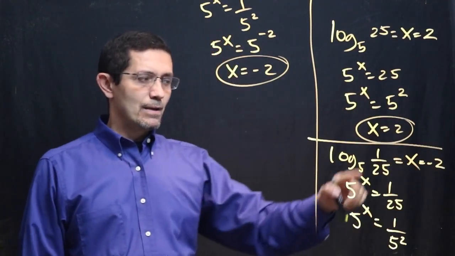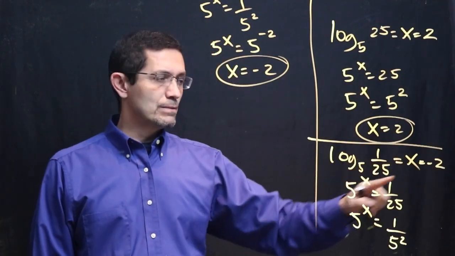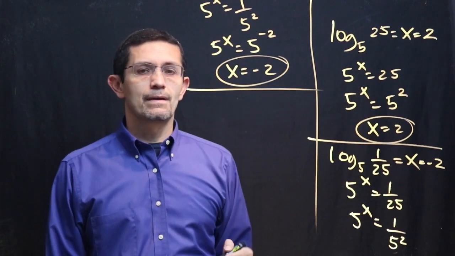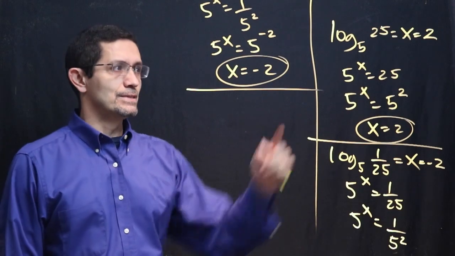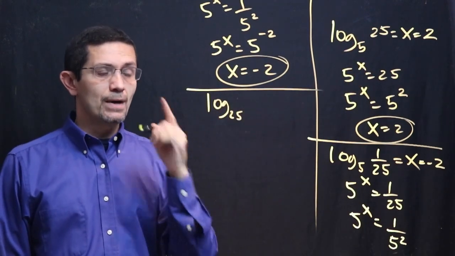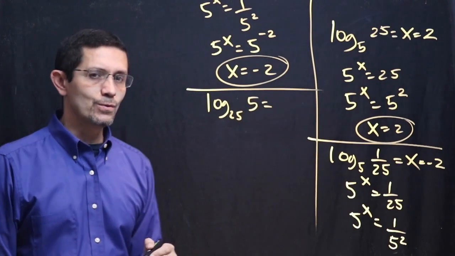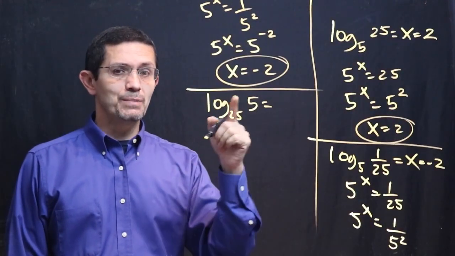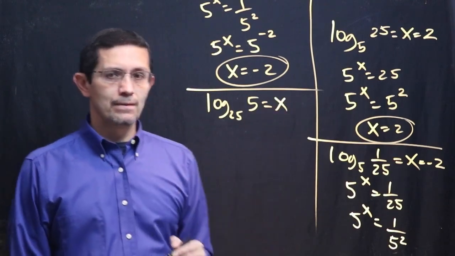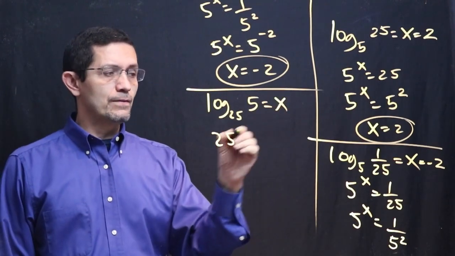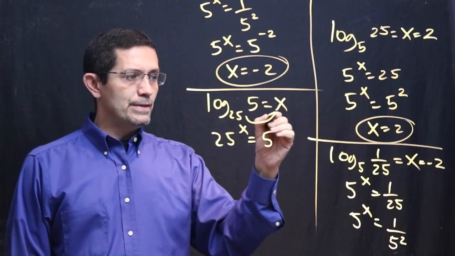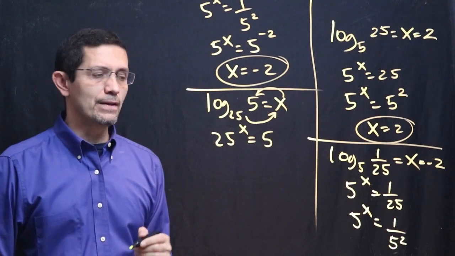Now keep that in mind. When you have a fraction in your argument, we're going to get a negative number. Let's flip those two, instead of the base. Log base 25 of 5. How much is this equal to? My base is bigger than my argument. Therefore, I'm going to have some kind of fraction. Remember, 25 to the x equals 5.